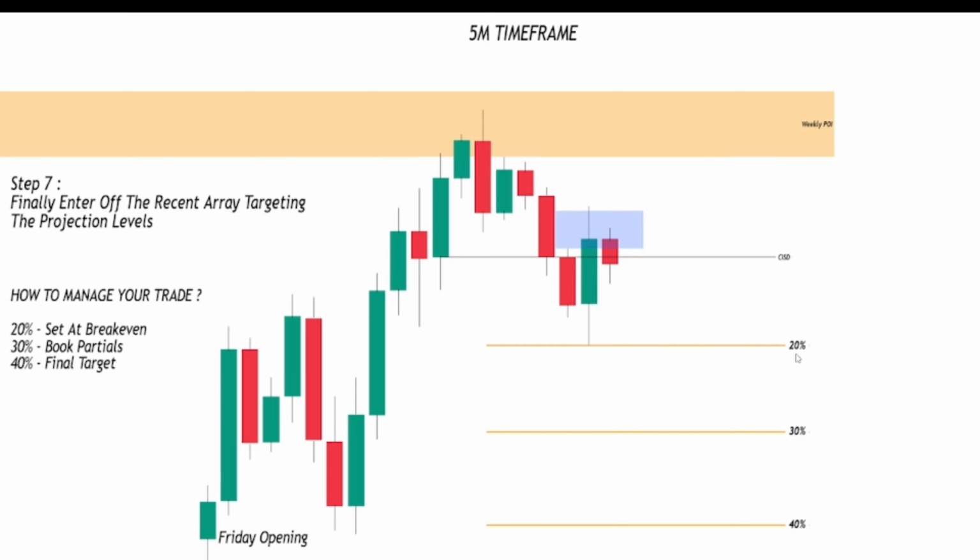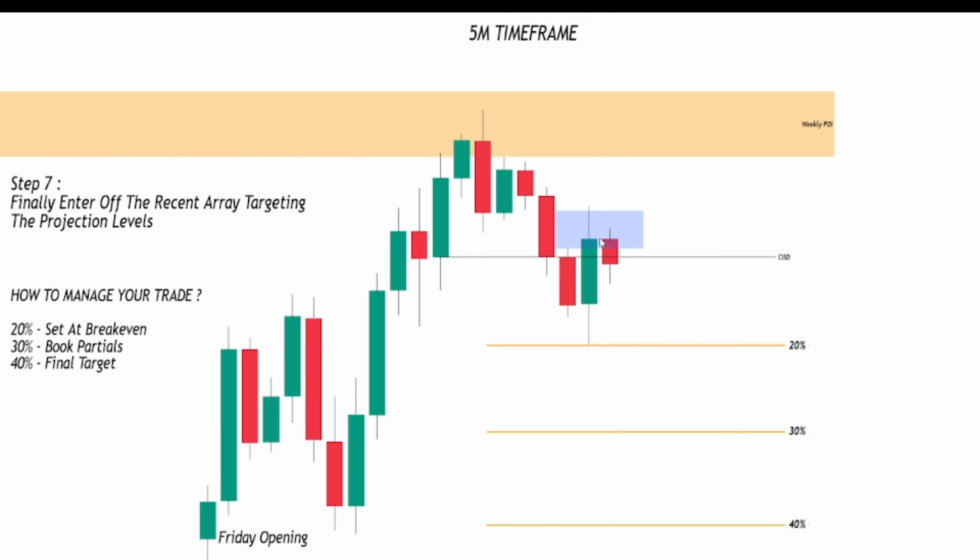So how are we going to act with those target levels, 20, 30, and 40%? How are we going to be acting with them throughout our entries? As soon as price approaches the 20%, we're going to be setting break even. As soon as price approaches the 30%, we're going to be booking partials. And as soon as price hits our final target, the 40%, here is going to be our entry closure. Here's going to be our full target down here.